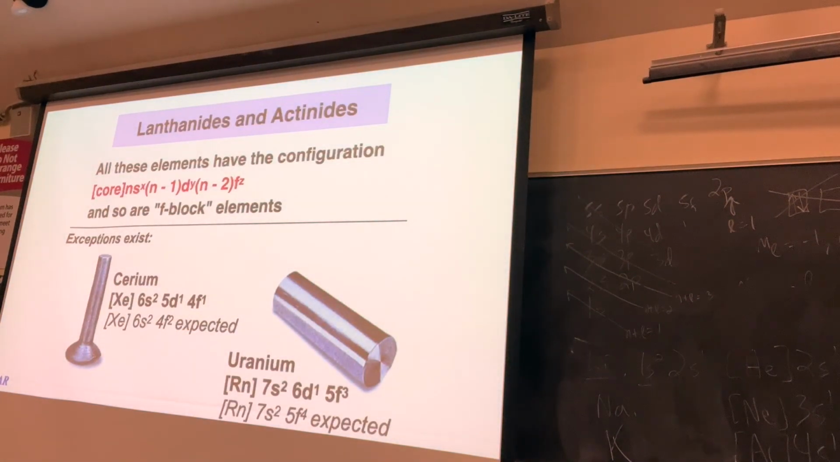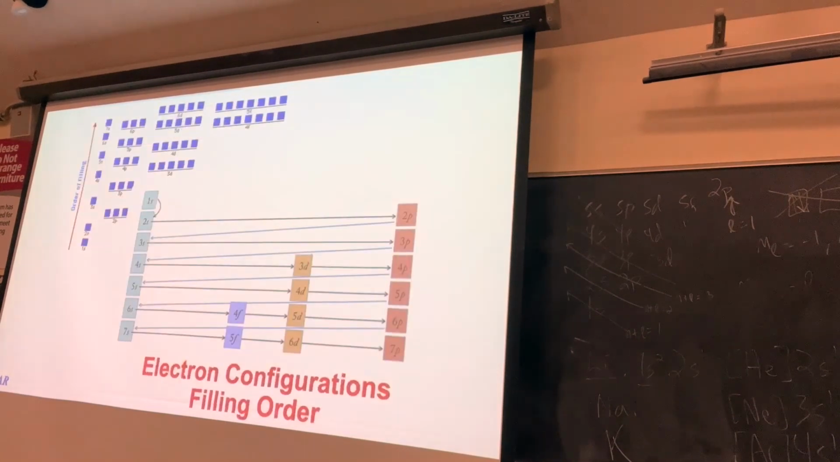Lanthanides and actinides are similar, except they have f elements. When you get down to the f's, if it's n minus 1 for d's, it's n minus 2 for the f's. And there are exceptions to those too. So here's uranium and cerium. For cerium, you'd expect 6s2, 4f2. It's actually 5d1, 4f4. So there are lots of exceptions when it gets to lanthanides and actinides. The n plus l rule, once again, just breaks down. So just realize it's all stuff you can figure out. It gets a little funkier as you get into the heavier elements.